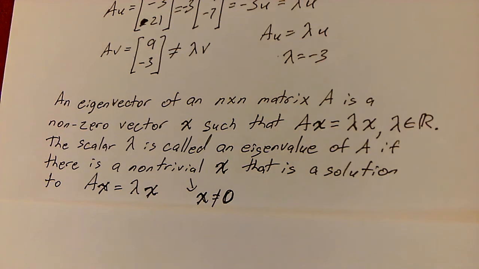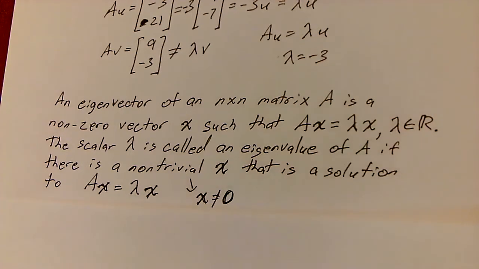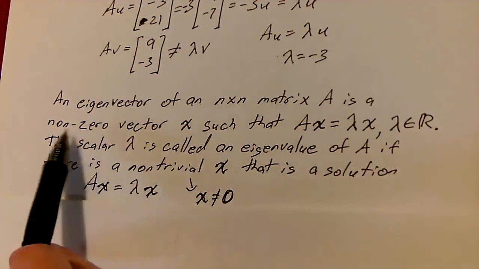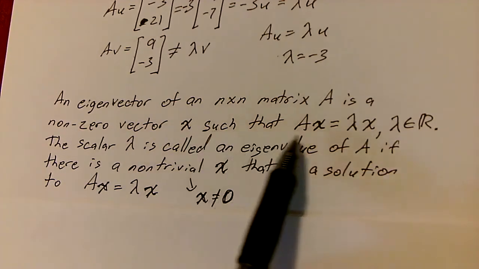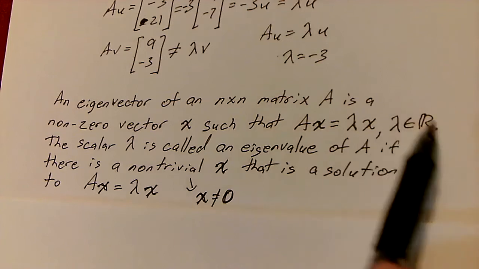So an eigenvector of an n by n matrix A is a non-zero vector x such that Ax is equal to lambda x. Lambda is spelled L-A-M-B-D-A, but it's the Greek letter lambda, just like alpha, omega, beta, and so forth. So we have a non-zero vector. Notice that's important: a non-zero vector x such that Ax is equal to lambda x, and lambda is a real number.